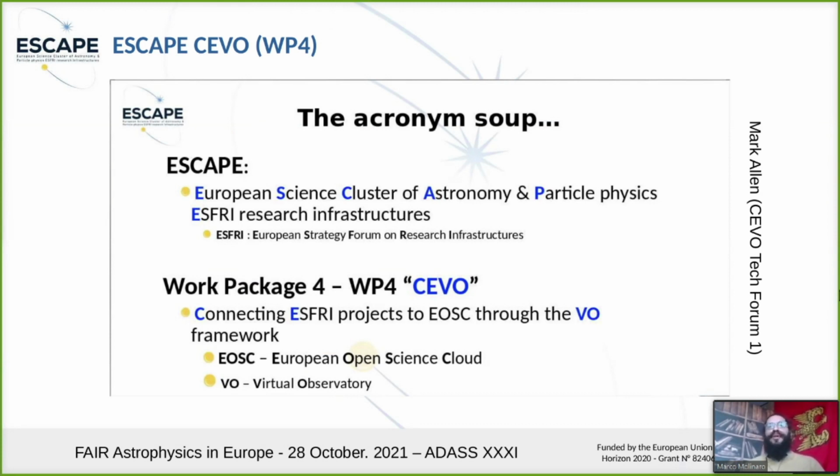So ESCAPE is the European Science Cluster of Astronomy and Particle Physics ESFRI research infrastructure, where ESFRI is the European Strategy Forum for Research Infrastructure. ESCAPE tries to put together the important, crucial ESFRI infrastructures and lead them together into the European Open Science Cloud solution. The CIVO Work Package 4 tries to use the virtual observatory technologies and architecture to have ESFRIs connect on the EOSC side. And this is mostly what I will be dealing with in this presentation.